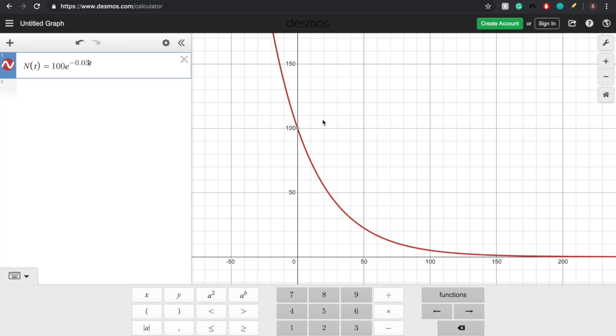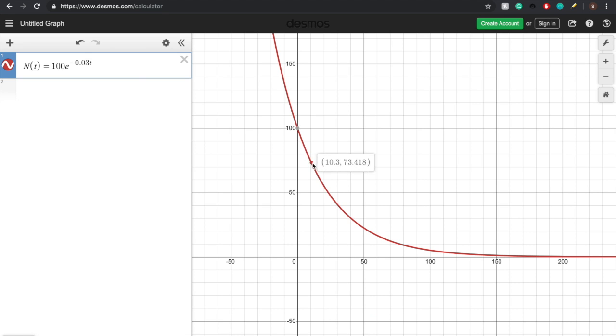And just to show that this graph is accurate, it says in the question that after 10 minutes the sample has decayed to 73 milligrams. So we're going to go here to 10 minutes, and we see that it's about 73 milligrams. The reason that it's not exactly 73 milligrams is because we rounded the disintegration constant here, but if we did it more accurately, we would get a more accurate result.